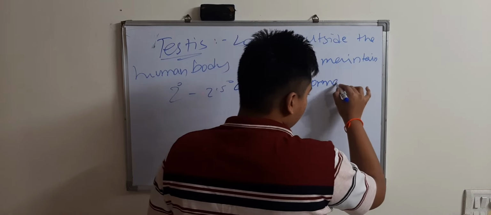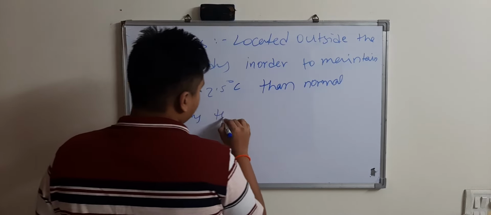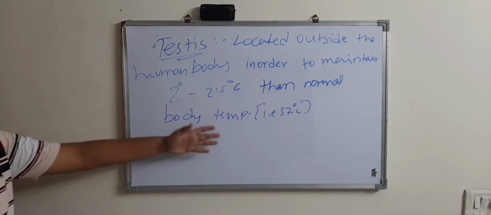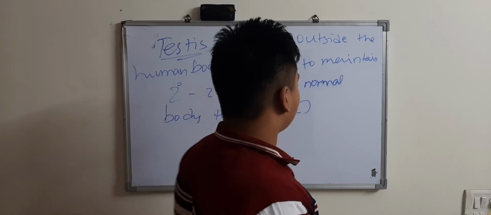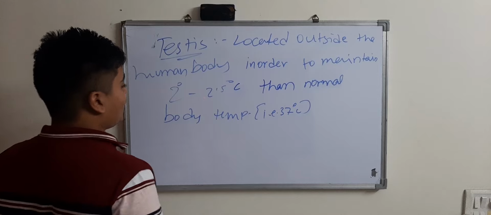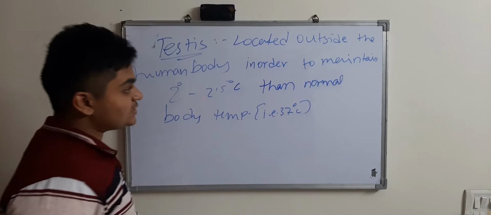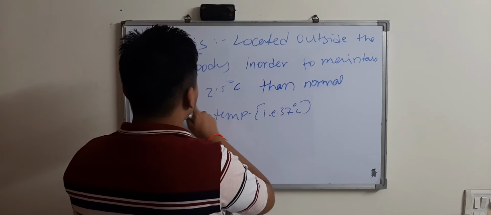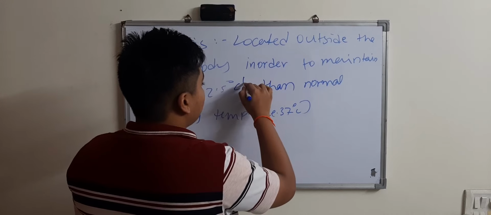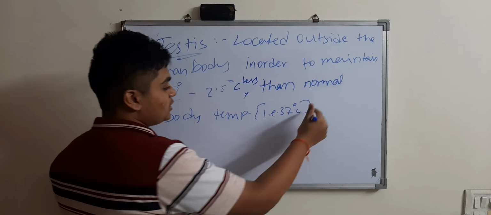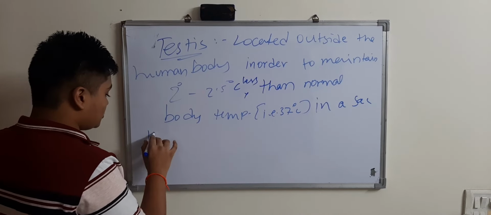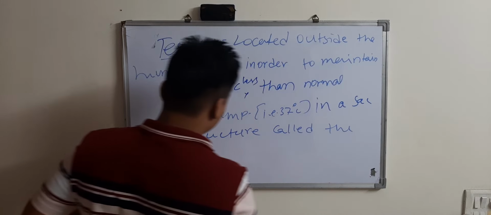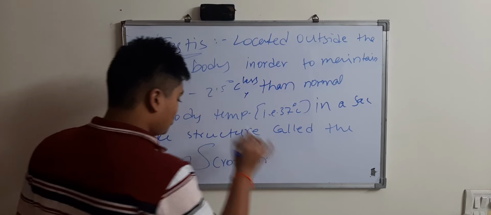This is very important: the normal body temperature is 37 degrees Celsius. Now calculate the temperature present in the scrotum. 37 minus 2 gives 35 to 35.5. That is the temperature present in the scrotum, located outside the human body in order to maintain 2 to 2.5 degrees Celsius less than the normal body temperature, in a sac-like structure called the scrotum.